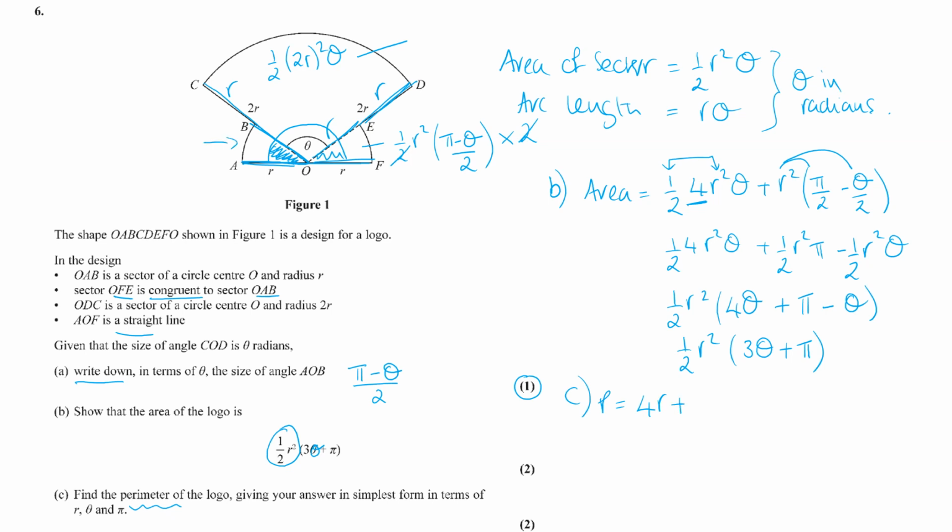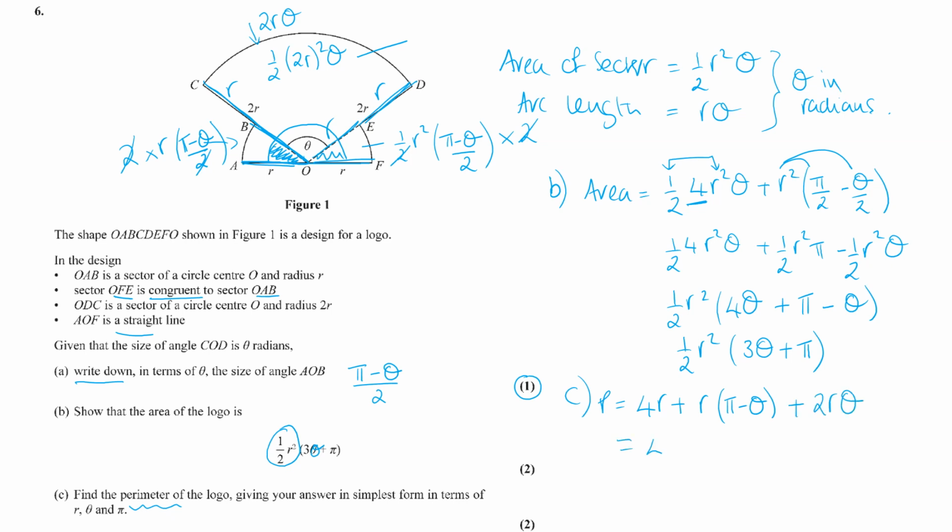an arc length here, which is just r theta, and the theta is (pi minus theta) all over 2, and we need 2 of them, so again we can cancel the 2s. Then the arc length for the top is just going to be r theta, and the r this time is the whole of the radius, so it's 2r theta. So it's 4r plus r times (pi minus theta) plus 2r theta.